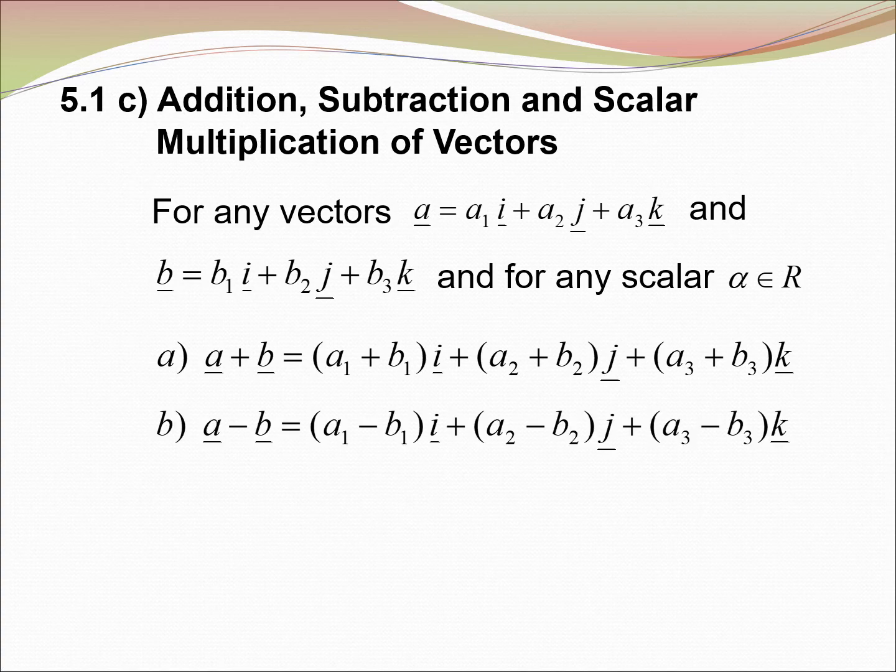We also use the same method for subtraction. So vector a minus vector b is equal to a1 minus b1 for component i, plus a2 minus b2 for component j, and a3 minus b3 for component k. The scalar multiplication of the vector is alpha times the vector a, which means that every component of i, j, k we need to multiply by scalar alpha. So we will get alpha a1 for component i, plus alpha a2 for component j, plus alpha a3 for component k.